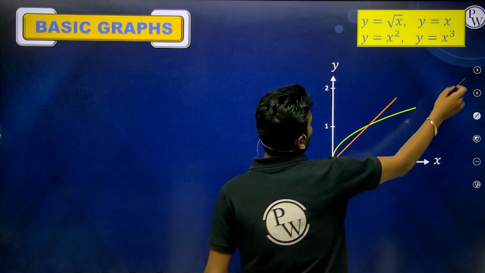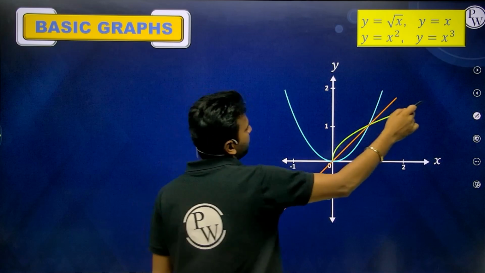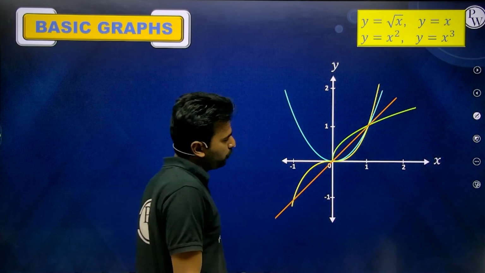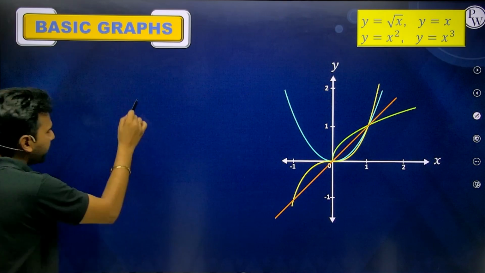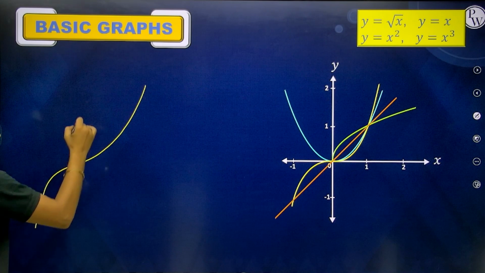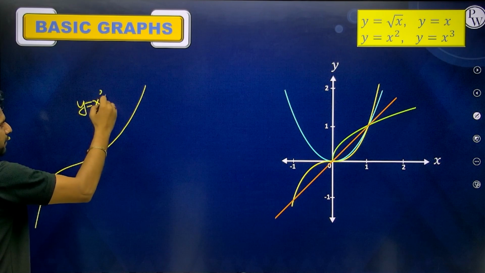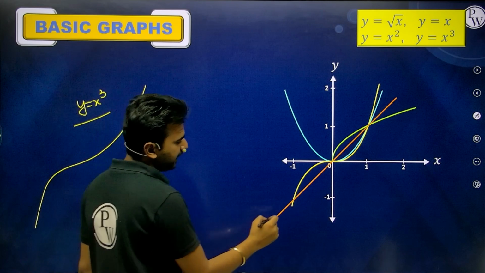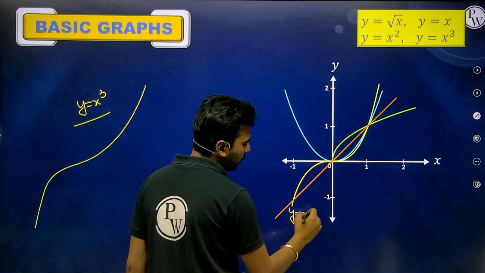So if we have a look at all these graphs in a single graph paper, the graph of y equal to x cube will be looking like this, yellow shaped. Basically this is how the graph of y equal to x cube looks like. Yes, so this yellow one is nothing but y equal to x cube.